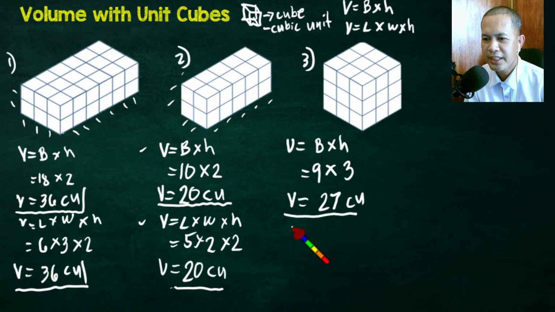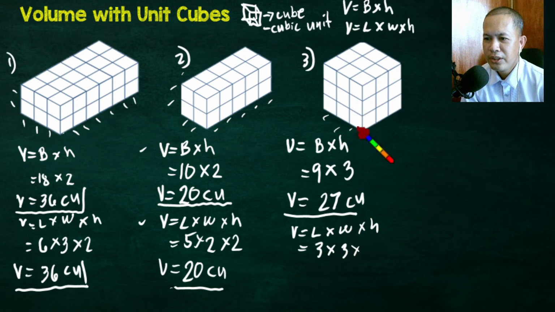Let's try the second formula. Volume is length times width times height. So, the same lang yan. Base times height or length times width times height. The same lang yan. Tinatry lang natin if we get the same answer using the formula. Okay? So, length natin, 1, 2, 3. Ang ating width is 1, 2, 3. 3 din. Ang ating height, 1, 2, 3. So, we have 3 times 3 times 3. The volume natin is 27 cubic units.